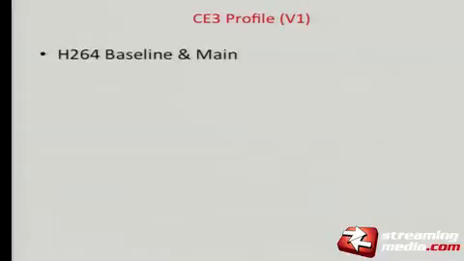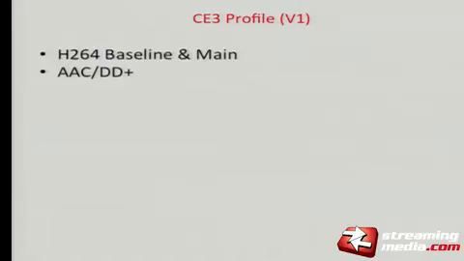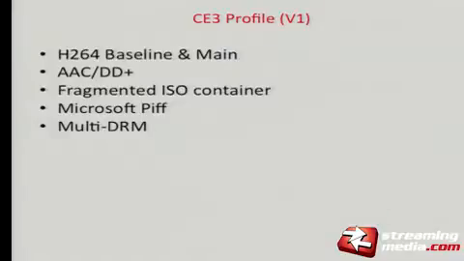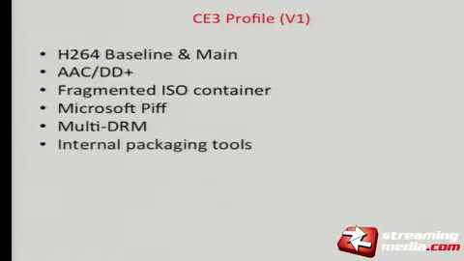So this is where we started working on a new profile where we wanted to try to get some consolidation. This is what we call CE3. We moved to H.264 as our primary video. Audio would be AAC and Dolby Digital Plus, the Dolby Digital for multi-channel. We chose to use a fragmented ISO container, and we chose to use the Microsoft PIFF specification. We started working this in about mid-2009. We chose Microsoft PIFF because it had a multi-DRM model that we felt was very elegant. We wrote internal packaging tools around that, which has become a model.